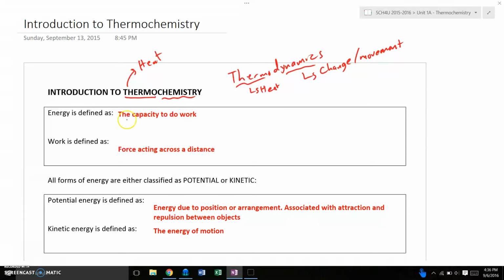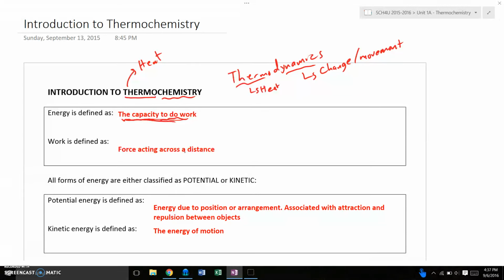First is energy, which is just known as the capacity to do work. In your notes, you'll find you have a blank version of this. Anything that's in red, you're going to want to add. I would suggest writing it. You're going to remember it a lot better that way. So energy, again, the capacity to do work. Work is a force acting across a distance. Okay, so how much force you need to move something.